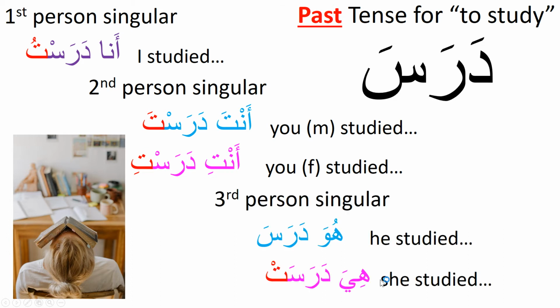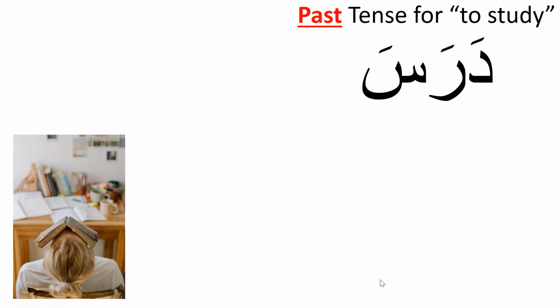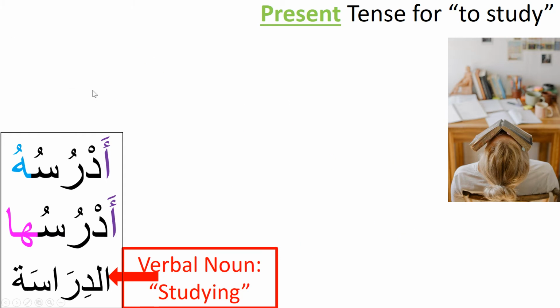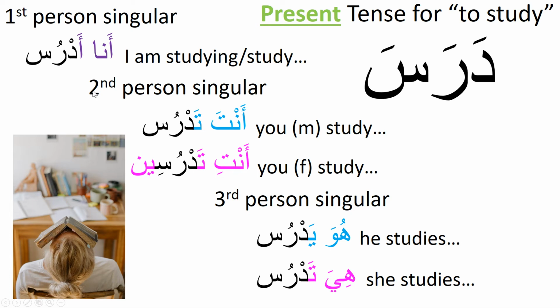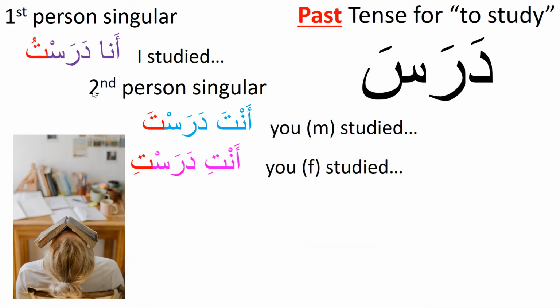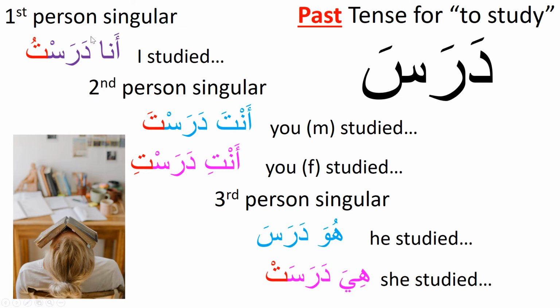Now remember, the stem for the present tense was different. It was a dal with a sukoon over it, followed by a ra with a dhamma over it. So it was adrus, nadrus, right? The stem changes, remember, when we go to past tense. So now we have a fatha over the dal, a fatha over the ra, and the last letter will change.